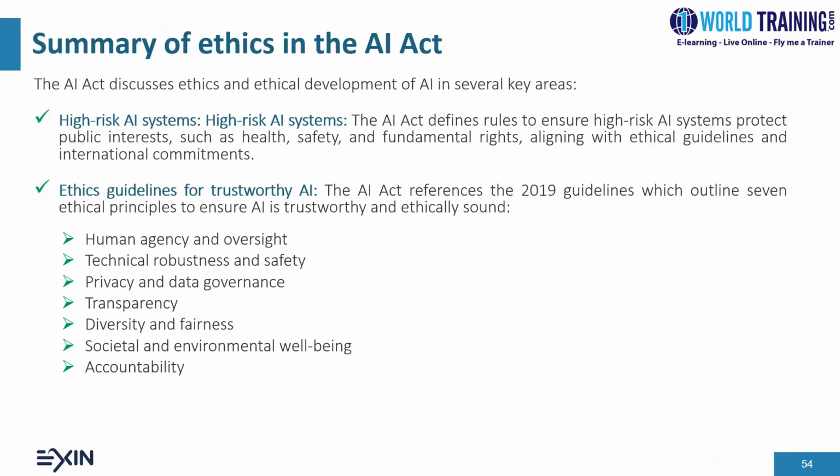Your AI Act references the 2019 guidance, which basically outlines 7 ethical principles to ensure your AI is trustworthy and ethically sound. The first one is human agency and oversight, then technical robustness and safety, privacy and data governance, the overall elements of transparency, diversity and fairness, societal and environmental well-being, and finally the overall accountability, which is a key important parameter in the ethical usage of the AI Act.